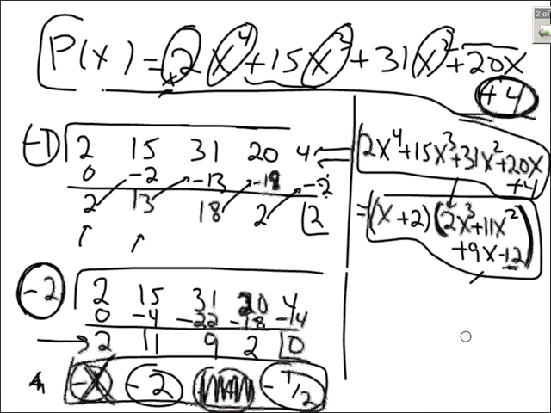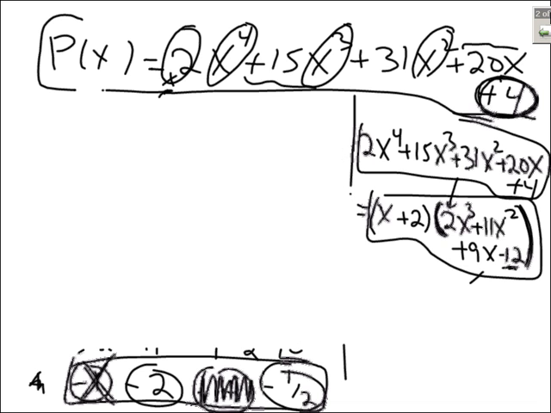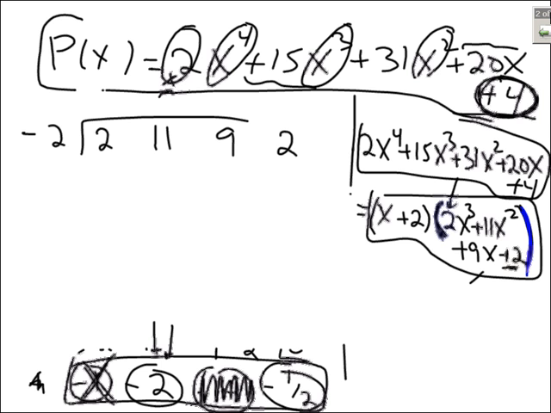Okay, right here, in our testing area, we are going to test negative 2. And we are testing it in this new factor, 2x cubed plus 11x squared plus 9x plus 2. We are checking good old negative 2. Like I said, it's 2x cubed, 11x squared, 9x, and 2 is the constant.